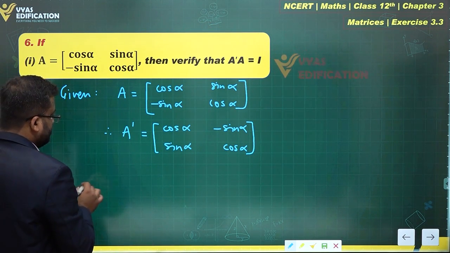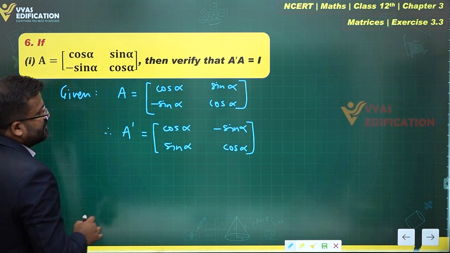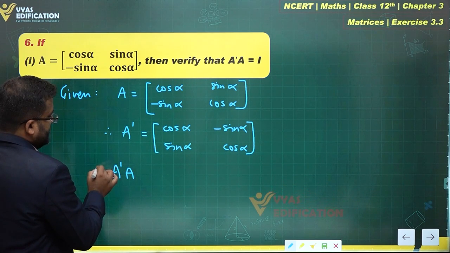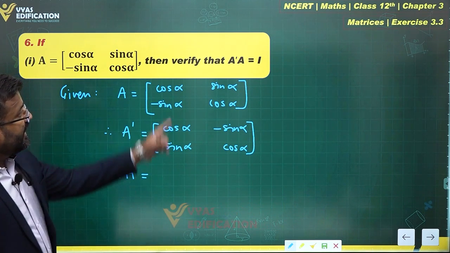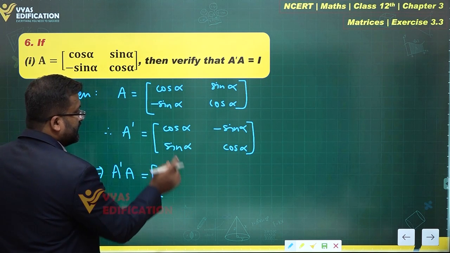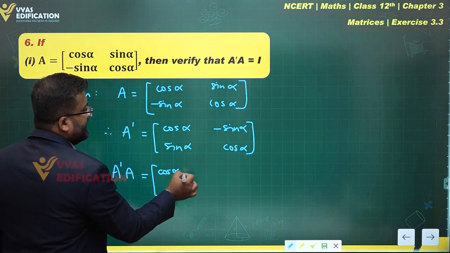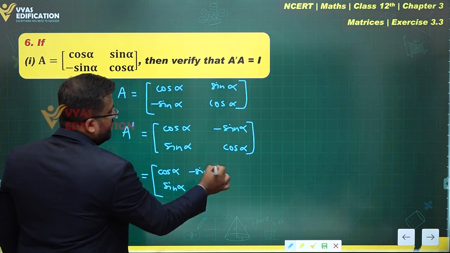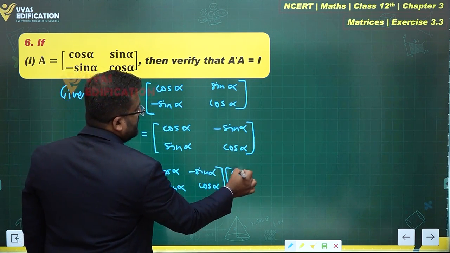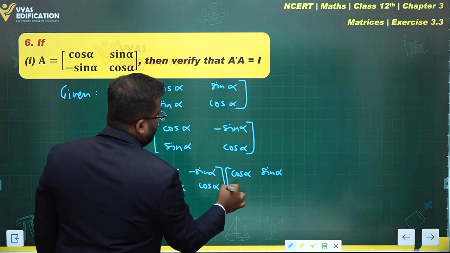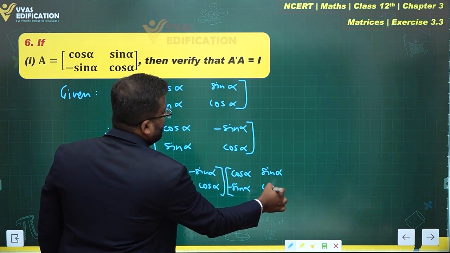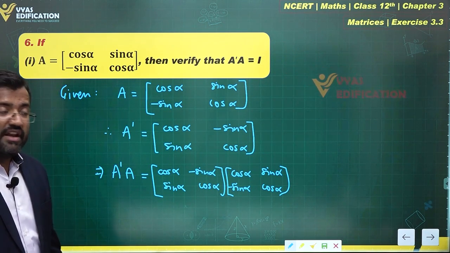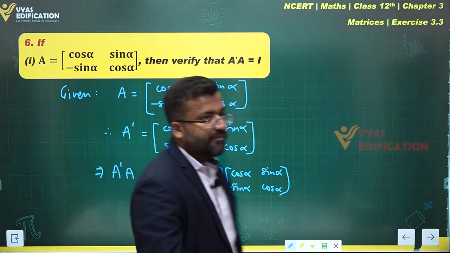Therefore, A and A transpose are obtained, and therefore A transpose A would be equal to what? A transpose A would be equal to the product of this and this. This is cos alpha, minus sin alpha, times this, cos alpha, sin alpha, minus sin alpha, cos alpha. This is the product. And let's multiply them together. What do we obtain by multiplying them together?